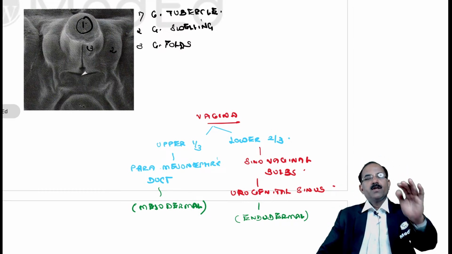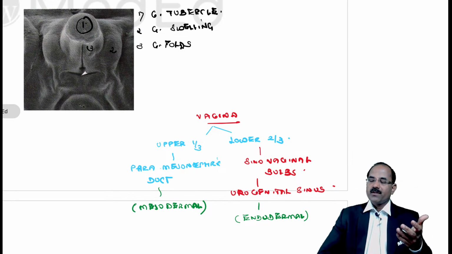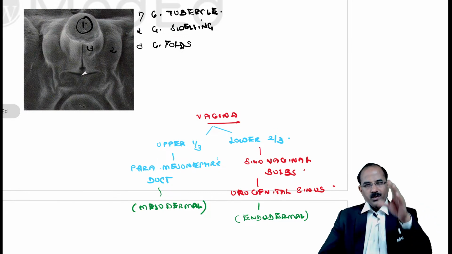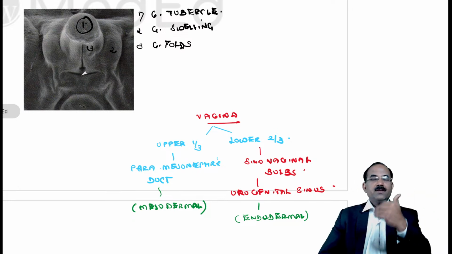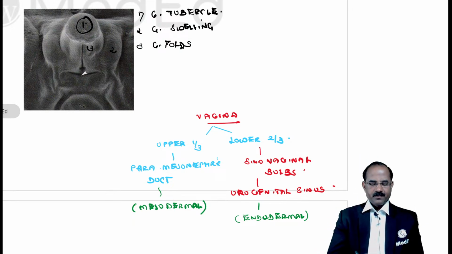Remember this, children. The upper one thirds of the vagina is derived from the fused part. The lower two thirds of the vagina is derived from the sino-vaginal bulbs, which are from the sinus. It is therefore endodermal. Yes, Khan, here. Are you all able to follow? I'll just type this.